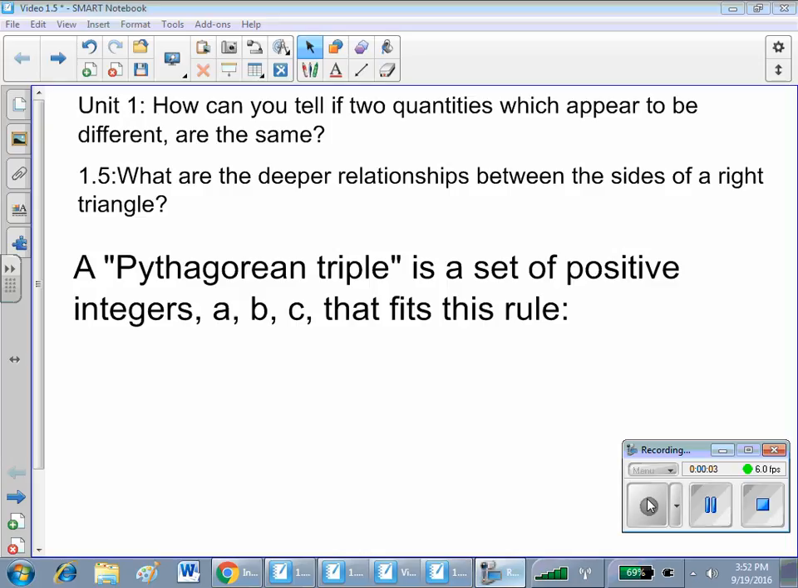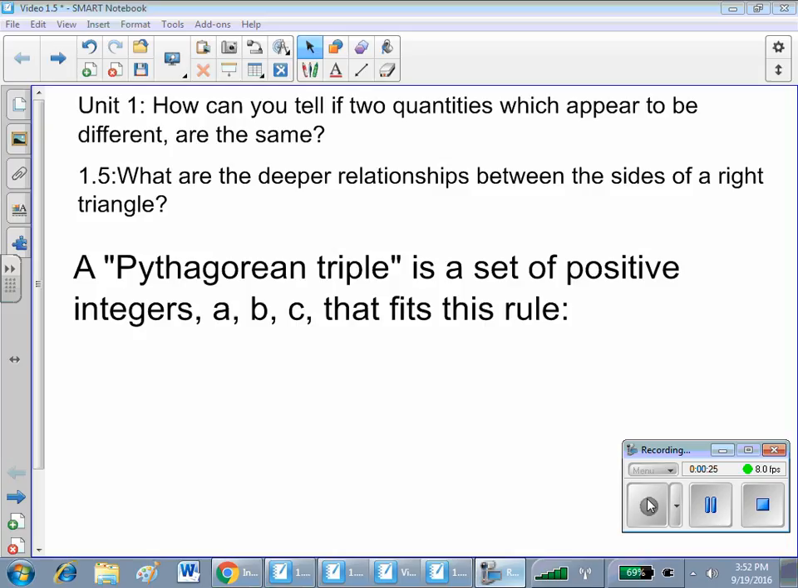Hey guys, this is Unit 1 again, Lesson 1.5. So the essential question to remember is how can you tell two quantities which appear to be different are the same? And for 1.5, our aim is going to be what are the deeper relationships between the sides of a right triangle? So let's start off by talking about what a Pythagorean triple is.